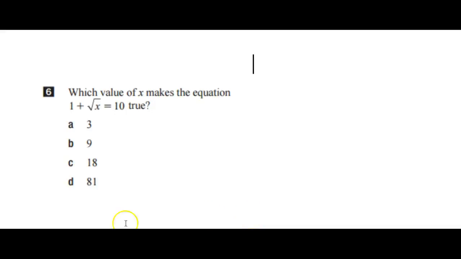All right, so Ms. Muse here going through a few examples of algebra-related EQAO questions. So I pulled this question from a past exam. Let's take a look at it. It says, which value of x makes the equation 1 plus root of x equals 10 true?